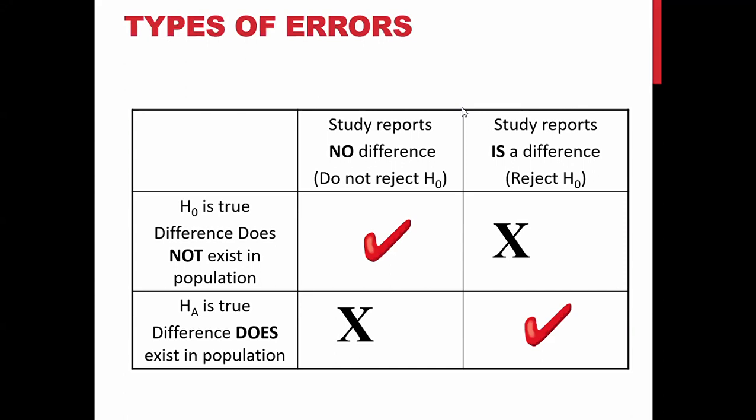Okay? So type 1, in your report there is a difference, so you reject the null hypothesis, but in your null hypothesis, the difference does not exist. And another, type 2 error: your alternative hypothesis dictates a difference, but in your study reports there was no difference. So these are the two common types of error.